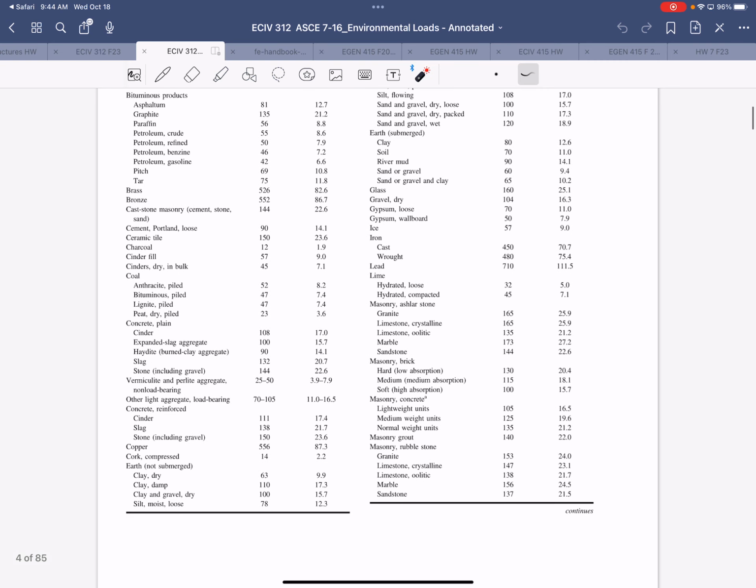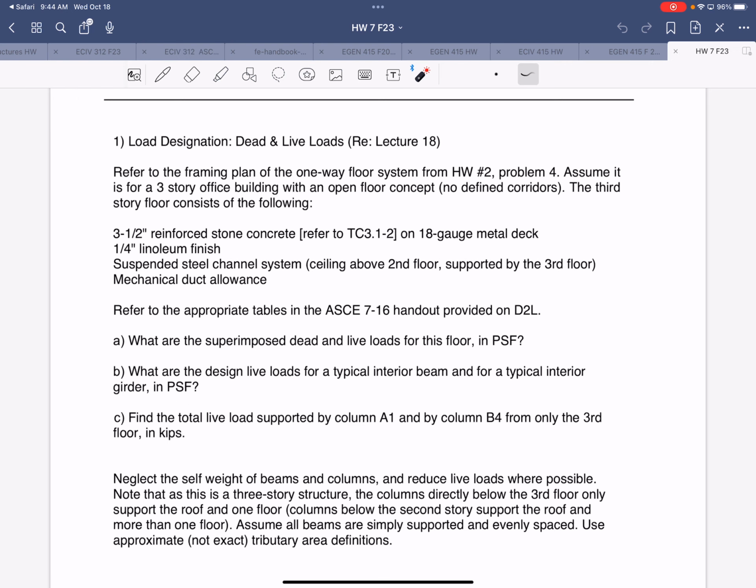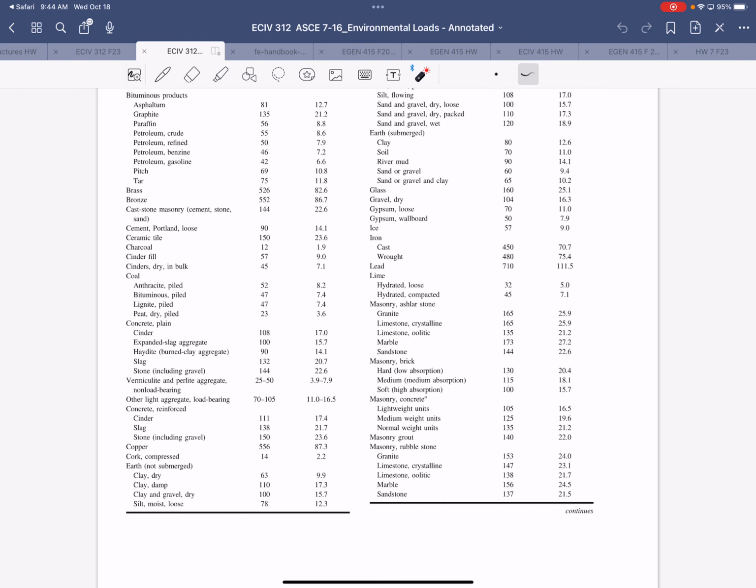So you're basically going to be looking for concrete, and then what does it say? Stone, reinforced? Yep, reinforced stone concrete. So going back to that, all right, concrete, stone.